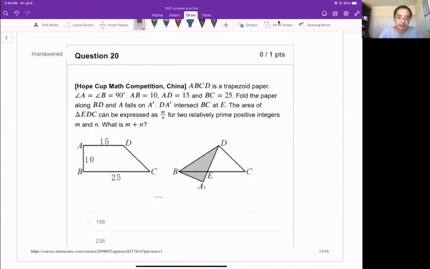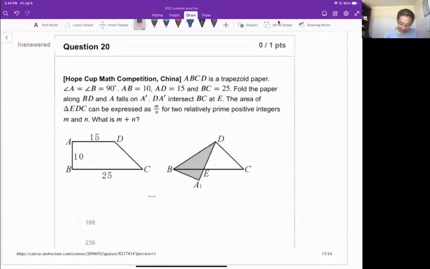Question number 20. Here we have ABCD, a trapezoid paper. We have angle A equals angle B. They're both 90 degrees. AB is 10, AD is 15, BC is 25. And then we fold the paper along the line BD. This gives us a triangle BA'D. Okay, so from here, we know this part will just be 10, because it's the same as AB here.